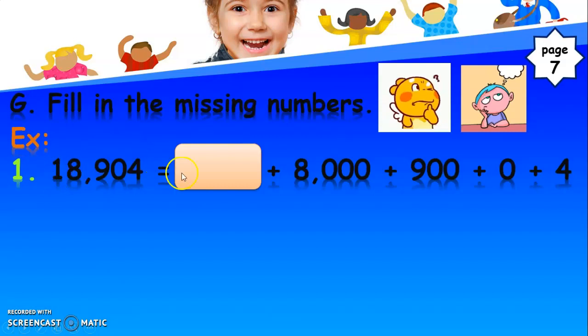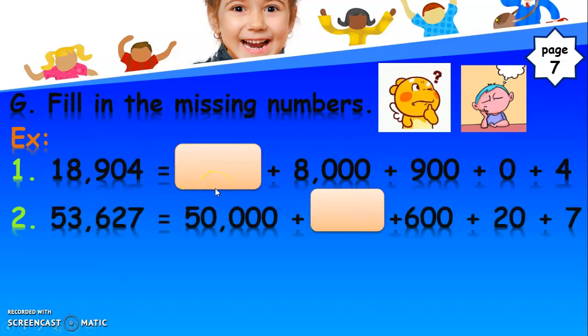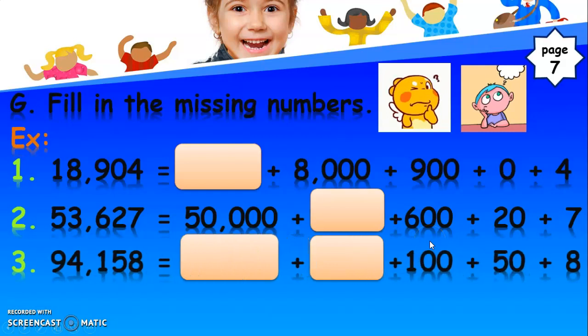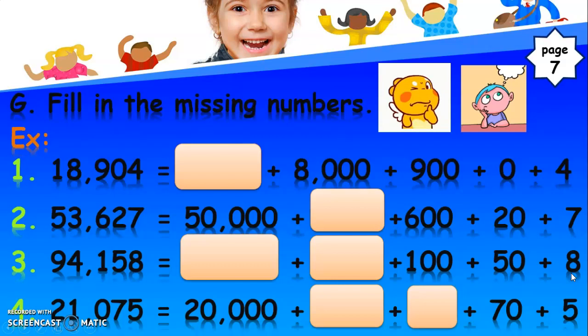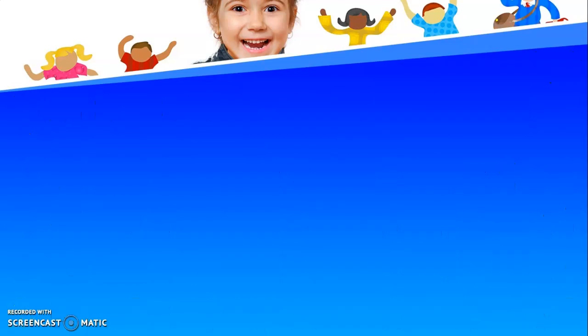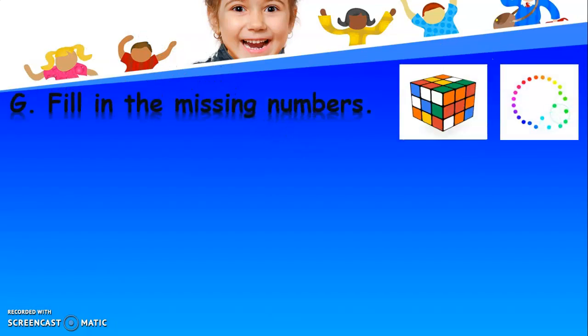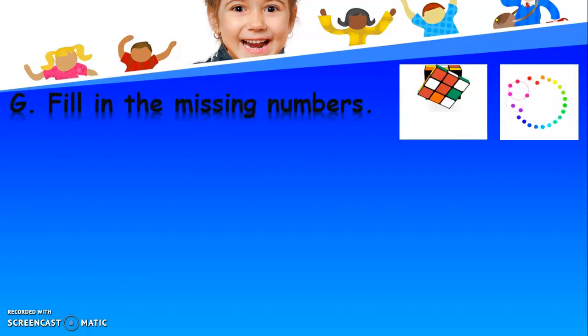Try to think of the answer for number 1, for number 2, for number 3. You have to think of 2 missing numbers to complete this expanded form. And also for number 4. Try to think of your answer. And when you are finished, you can now see if you got the answers right. So again, for letter G, you have to fill in the missing numbers.